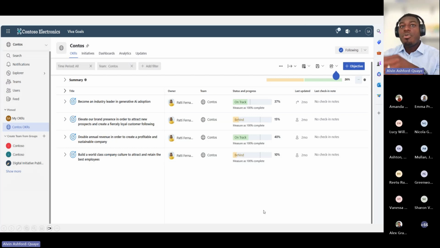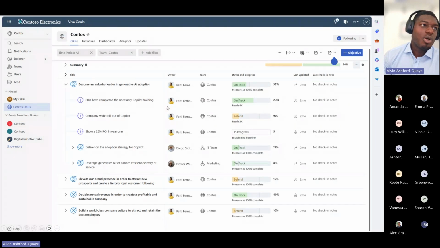And this is an example of how we bring this technology into the flow of work. As you can see here, I'm in an M365 environment. This is accessible within Teams, by the way. The whole idea here is for me to demonstrate very quickly how we can show how an objective at an organizational level can be trickled down into departments who can be accountable for some of these activities. I'll use the first one as an example: become an industry leader in generative AI adoption. That's what we want to achieve as Contoso, this organization. And as you can see here, the owner is Patty.